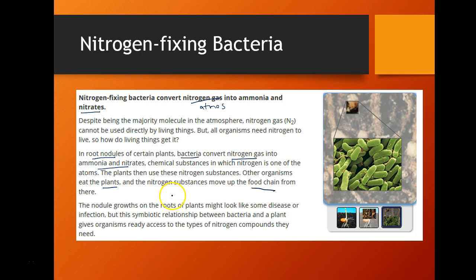So again, remember, atmospheric nitrogen gas cannot be used, so we rely on these nitrogen-fixing bacteria in root nodules of plants to convert it into ammonia and nitrates so that the plants can take up the nitrogen, and eventually other organisms in the food chain can as well.